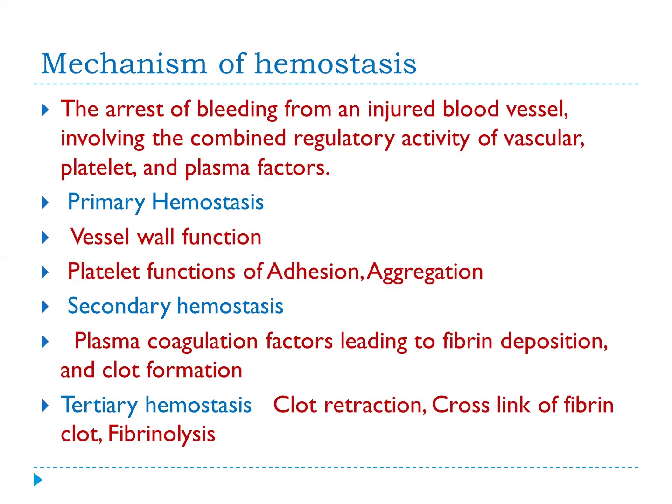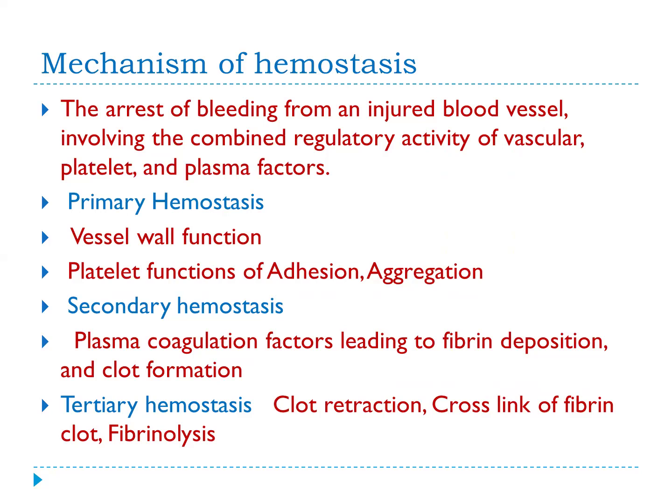Okay. So what is hemostasis? Hemostasis is the arrest of bleeding from an injured blood vessel. This is a natural mechanism that we have: when there's bleeding, there's a hemostasis process in which the injured blood vessel is supposed to stop bleeding. And for that, there are certain regulatory markers that help to stop the bleeding.